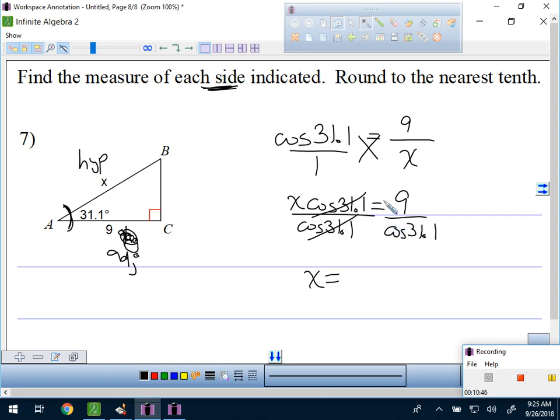And I'm going to work that out for you. So 9 divided by cosine of 31.1, you should get 10.5. And that would be the answer for that one right there.